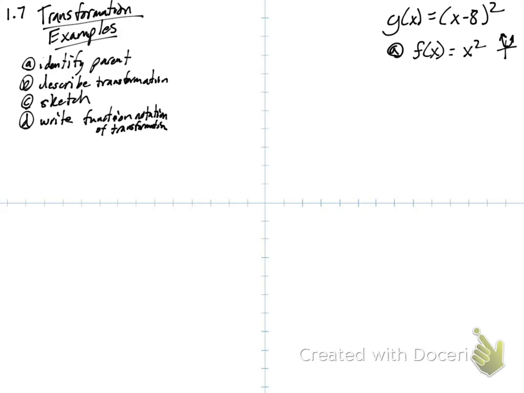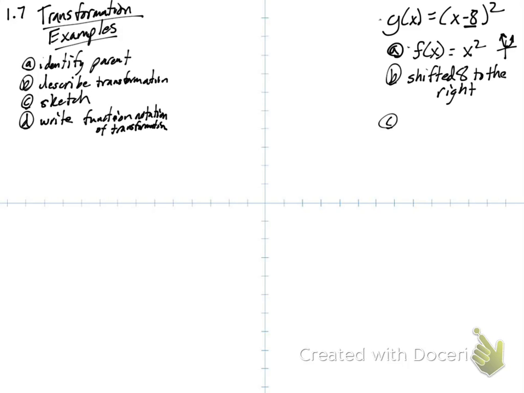And then for part B, we want to describe the change. So how has f changed to g? The first thing I notice is this minus 8. That negative 8 means that the parent function has shifted 8 to the right, because a change inside the function always moves opposite of which direction it looks like. So it's a minus 8, so it's movement to the right.